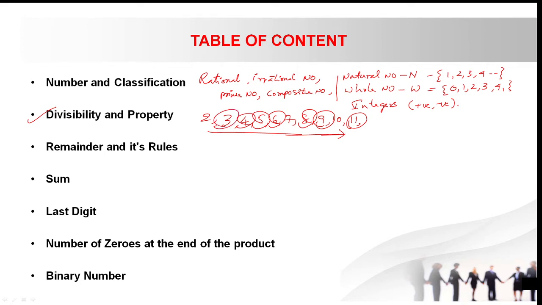We are going to discuss each and every divisibility rule, and I am going to explain the divisibility rules for 128, 81, so like that. For numbers like 128 and 81 also, I am going to explain how the divisibility rules will be applicable. Then comes the third one, that is remainder and its rule.